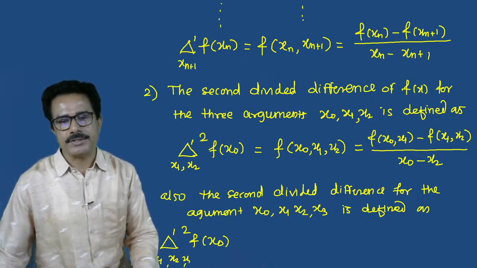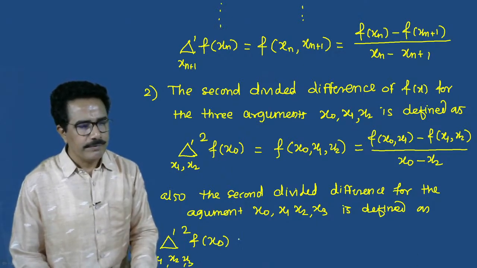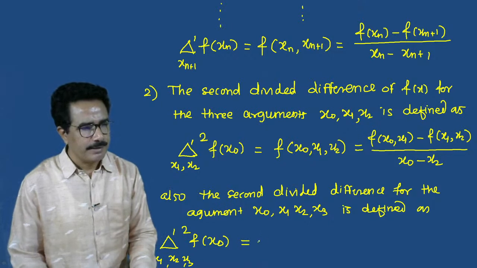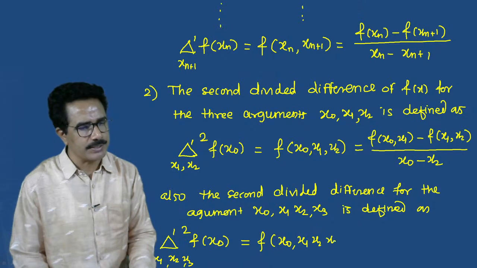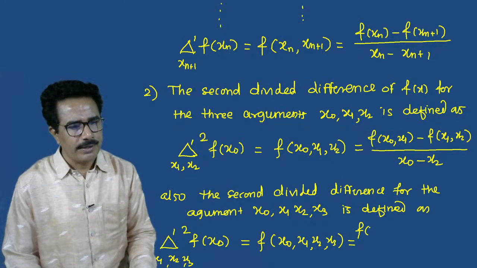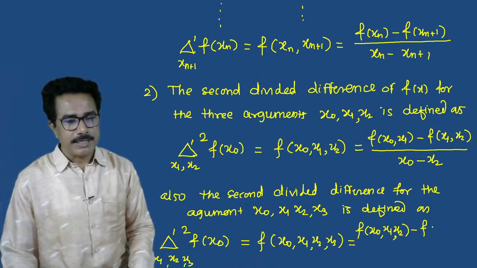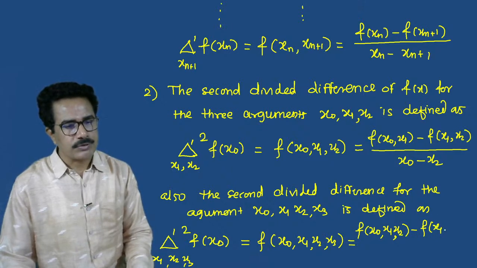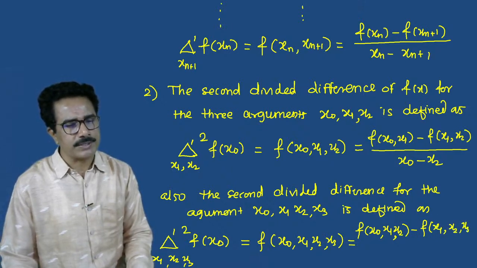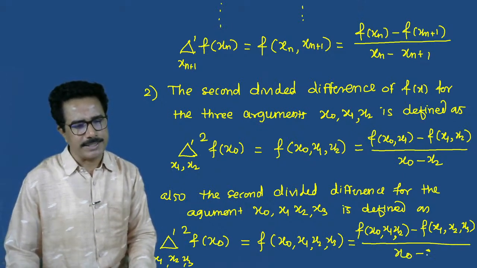Over we can write x0, x1, x2, x3, which is also denoted by f of x0, x1, x2, x3, which is given by f of x0, x1, x2 minus f of x1, x2, x3 divided by x0 minus x3.